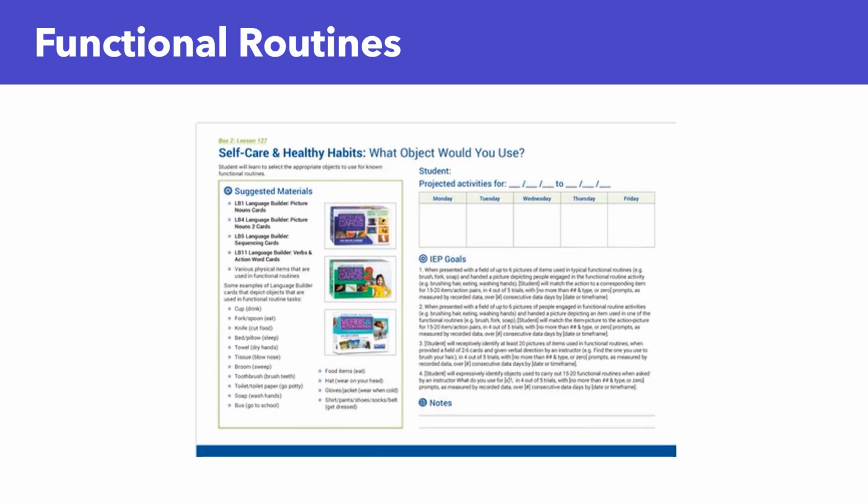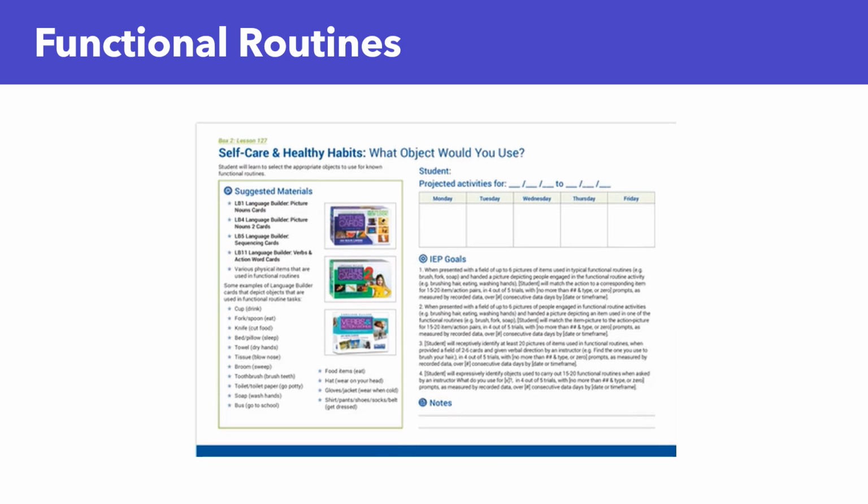All of the community life subcategory lessons and a few self-care and healthy habits and classroom routines lessons are found in the Stage 2 lesson box. These lessons cover a variety of skills, such as learning what objects you use for specific functions and routines, choosing healthy foods, and learning to be safe in your community. These important routines are the building blocks to success for independent living.